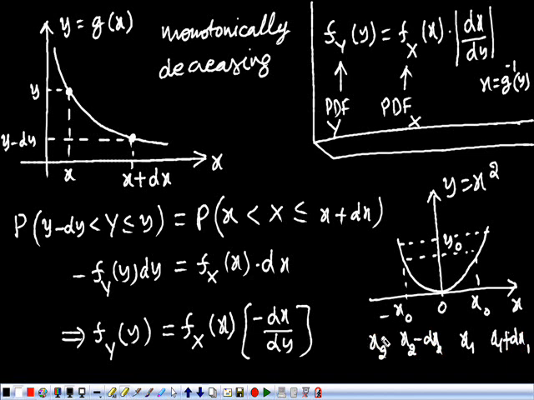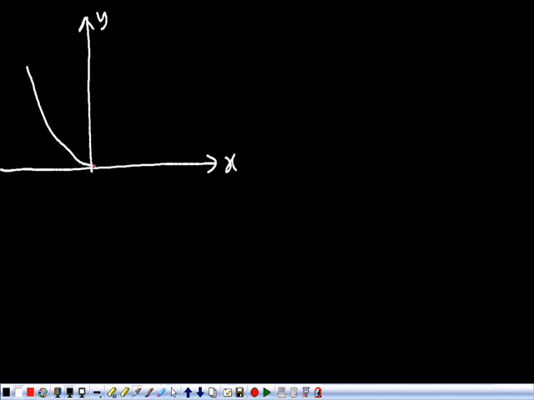Understood? I will redraw this clearly. Let this is y, this is x. The relationship between these two is non-monotonic in this way. It may not be symmetric, it is non-monotonic. Let this is g of x. So let this is y and this as y plus dy. Here dy is the difference between these two. So this is the dy.